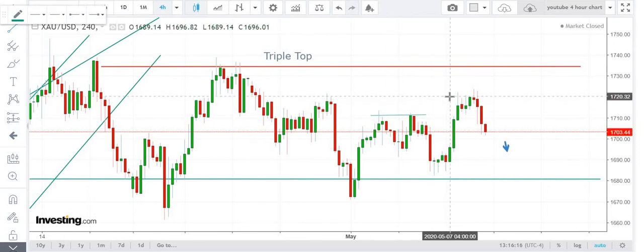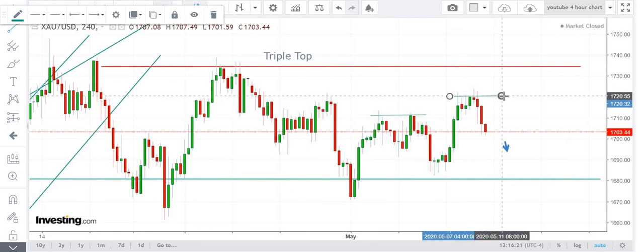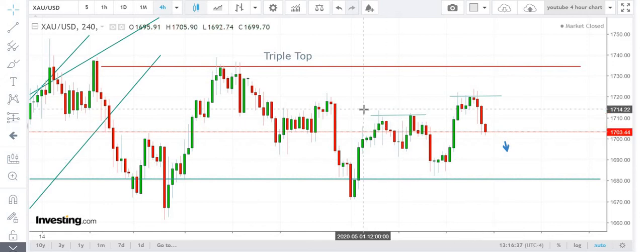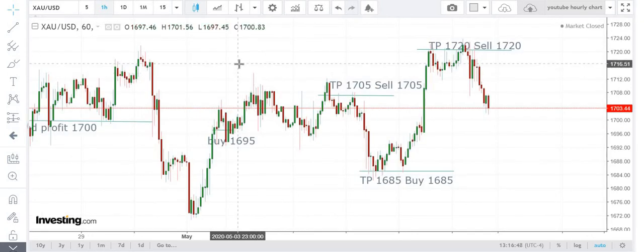Let me draw a line over here. This was the area which got a rejection at 1720 levels, and prices moved downward and we are expecting the prices to revisit this 1680 level. This was quite a tricky week. I'll come back to this chart again, but let me show you the hourly chart, what we did.